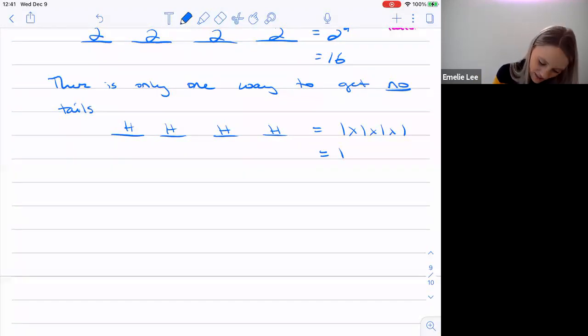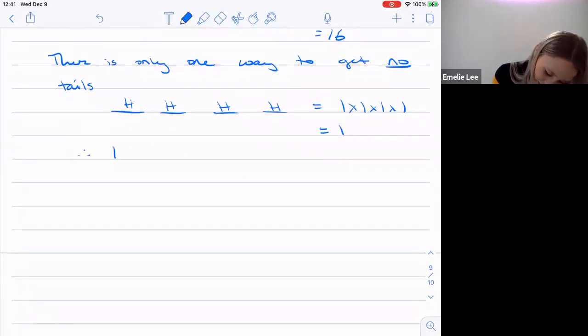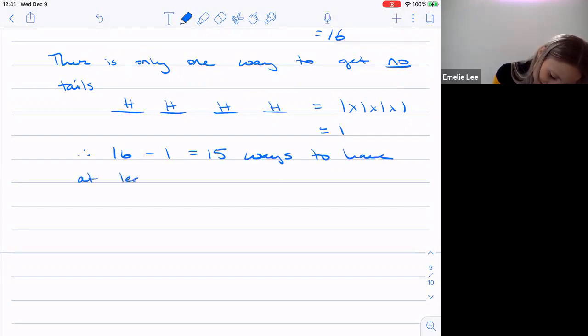So we've got 16. So therefore there are 16 minus 1, which is 15 ways to have at least one tail.